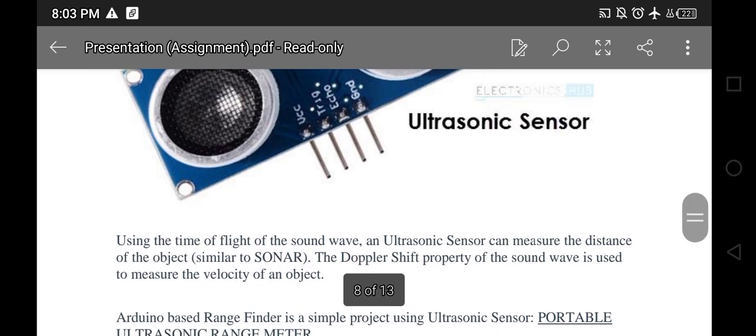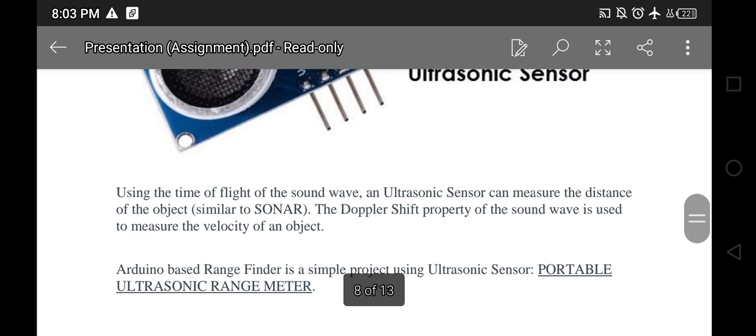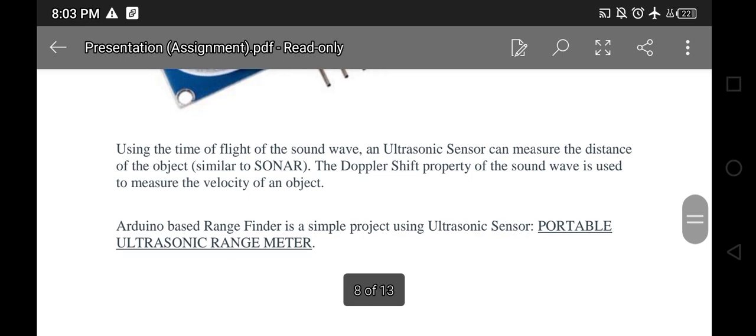explain about ultrasonic sensors. Using the time of flight of a sound wave, an ultrasonic sensor can measure the distance of an object, similar to sonar. The Doppler shift property of sound waves is used to measure the velocity of an object. An Arduino-based rangefinder is a simple project using an ultrasonic sensor, a portable ultrasonic range meter.